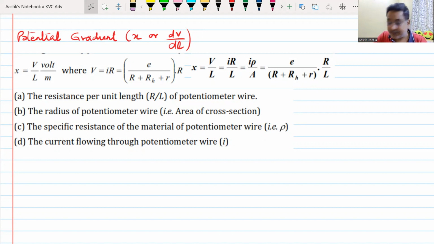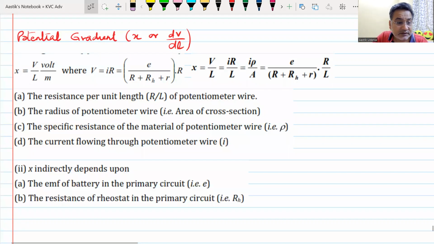At the same time, it directly depends on all these factors. It indirectly depends on the EMF of the battery in the primary circuit and the resistance of the rheostat in the primary circuit. Do we understand this? Yes, sir. All these points are coming as questions in the exam these days. These are the questions that are in fashion. I'll give you 2 minutes to note this now.